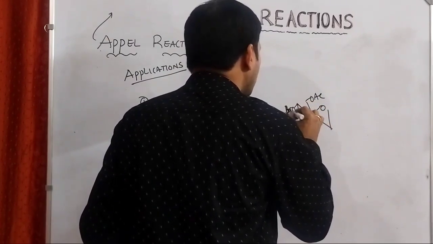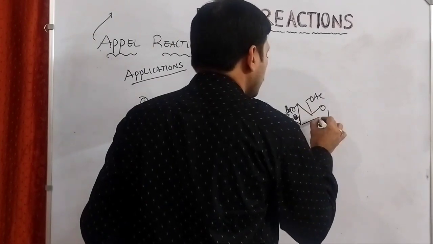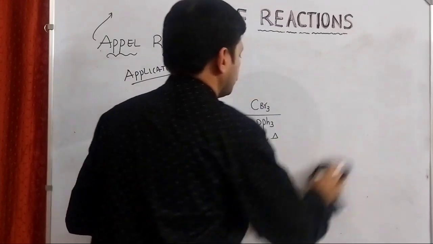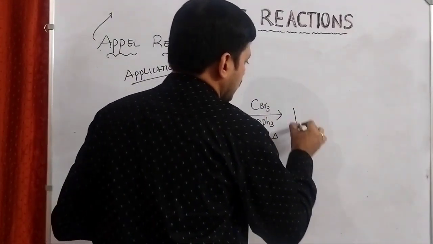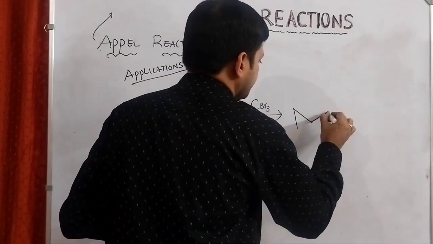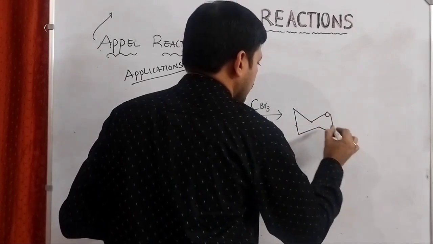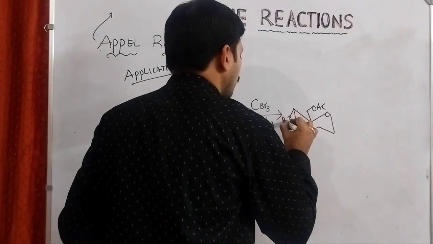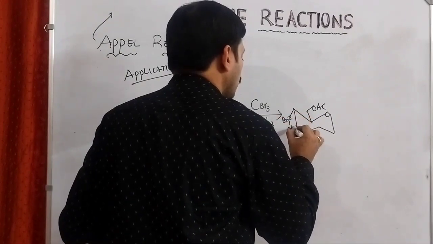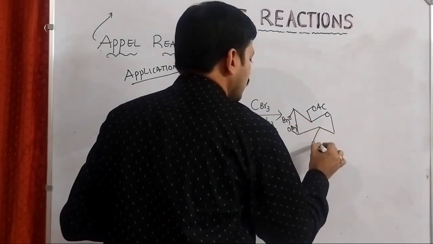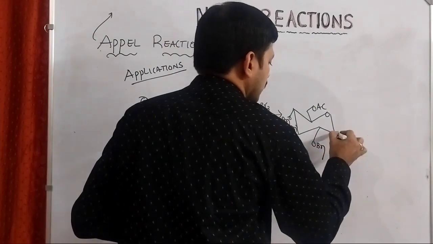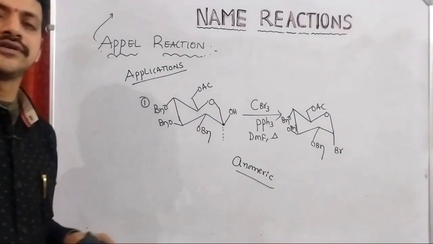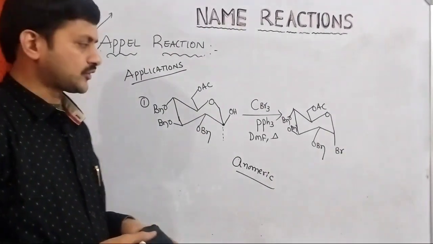this is OBn. I can write in a clean way for your understanding. OAc, OBn, OBn, OBn. This is Br. The first example of Appel reaction.